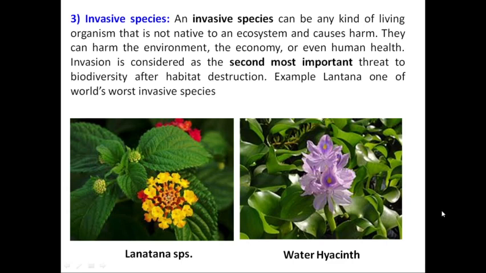is not a native species of India, and it was brought to India through South America. And it's an aquatic species which grows on the surface of ponds. And once it grows on the pond water, it spreads very frequently, and it destroys all the existing species which are growing on the surface of any pond or lake. So water hyacinth and lantana, these are examples of the invasive species which are responsible for loss of biodiversity.